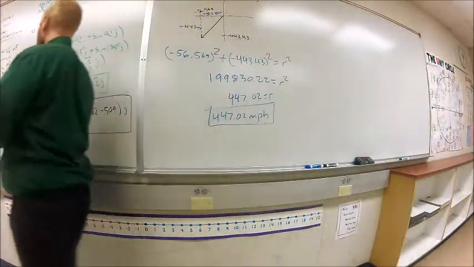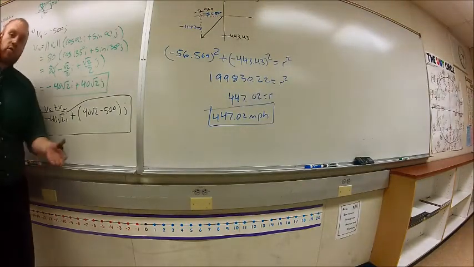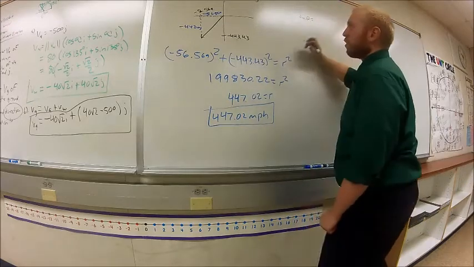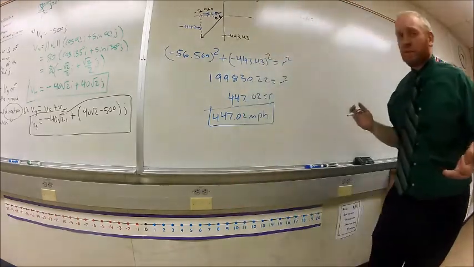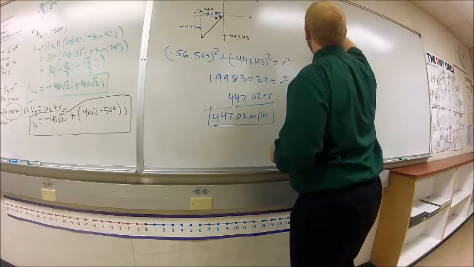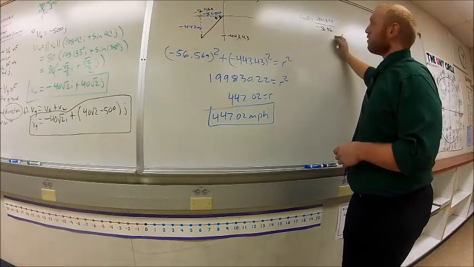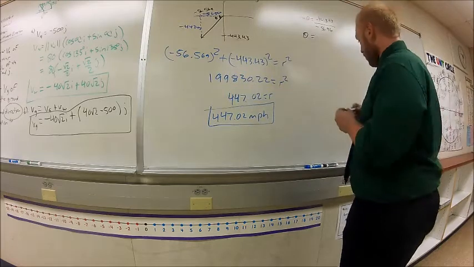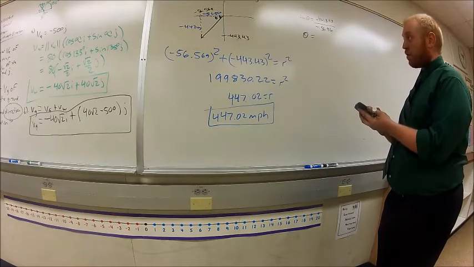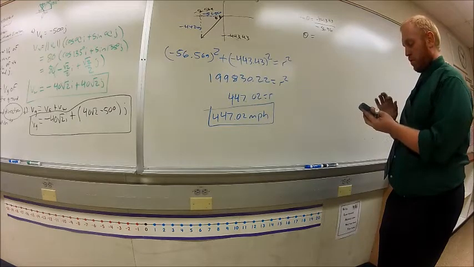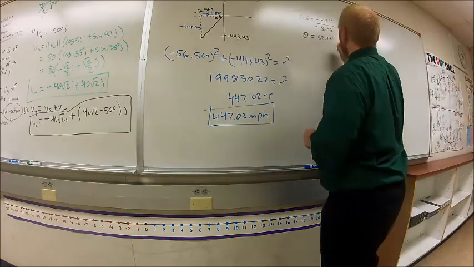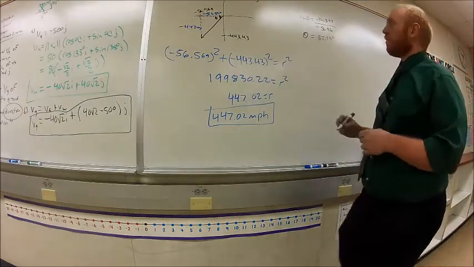Now to answer the last part of the question, which said, and direction. So we have to do the direction angle from yesterday. Remember, use tangent, by far your best bet. The tangent of theta equals opposite over adjacent, so negative 443.43 over negative 56.56. Then take the inverse tangent and I was getting theta equals 82.73 degrees. That is this part right here.